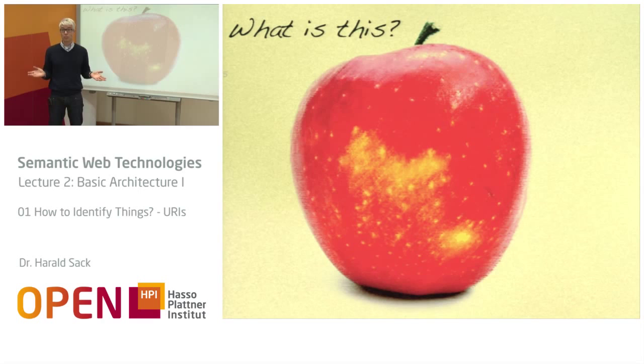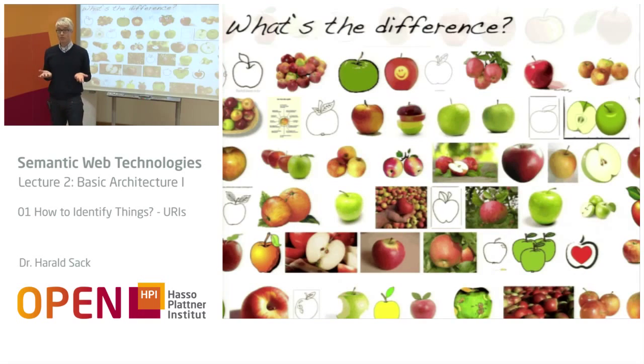So, what is this? Of course you will say this is an apple. Another question. What is this? This is also an apple. So, is this the same as this? Good question, isn't it? The question is, what's the difference between all these apples?